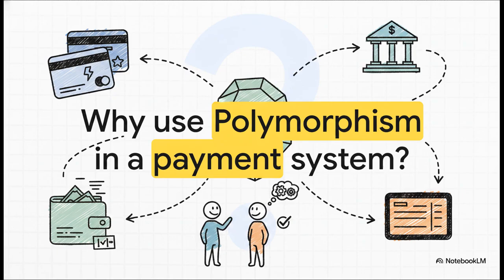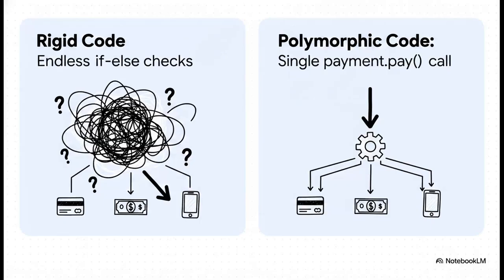For this last test, let's step out of the classroom and into a real-world scenario. Why would you want to use polymorphism when you're building, say, a real-world payment system? Imagine you're managing credit cards, digital wallets, and bank transfers all in one application. How does polymorphism actually save you here? The difference in the architecture is night and day.